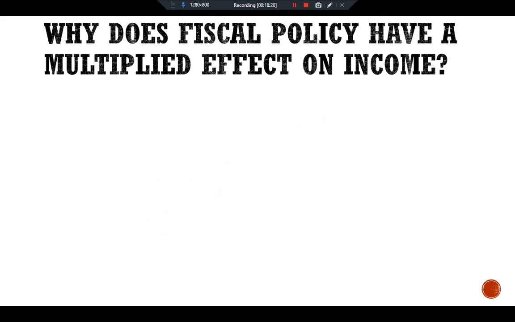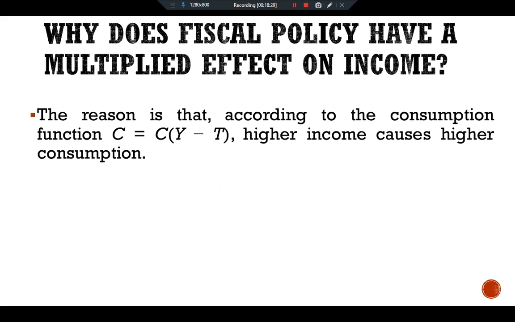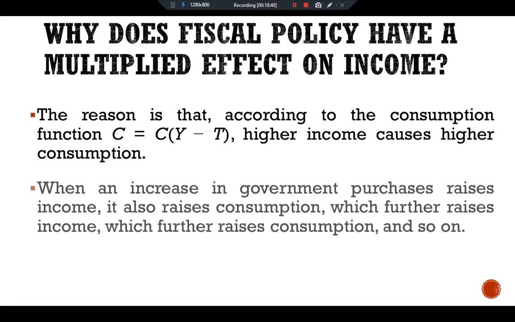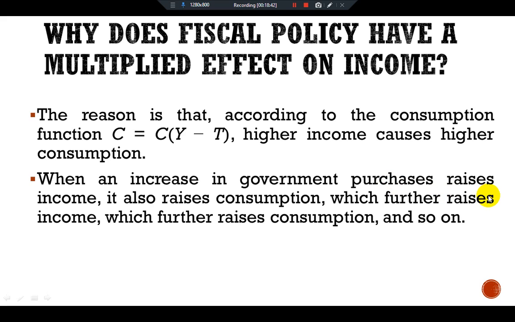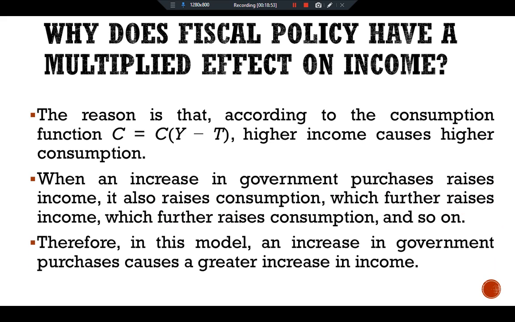Okay, here we have one of the main questions: why does fiscal policy have a multiplied effect on income? The reason is that according to the consumption function, C is equal to C(Y minus T), higher income causes higher consumption. When an increase in government purchases raises income, it also raises consumption, which further raises income, which further raises consumption, and so on. Therefore, in this model, an increase in government purchases causes a greater increase in income.